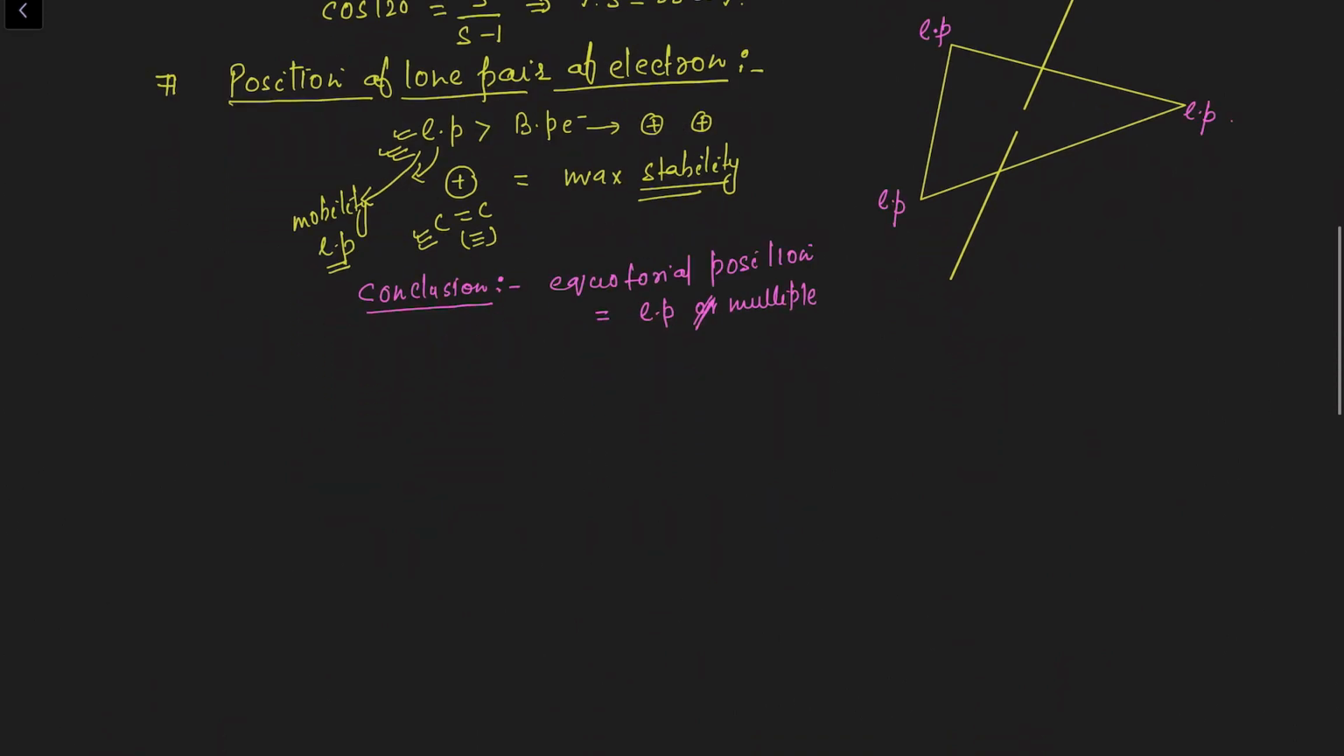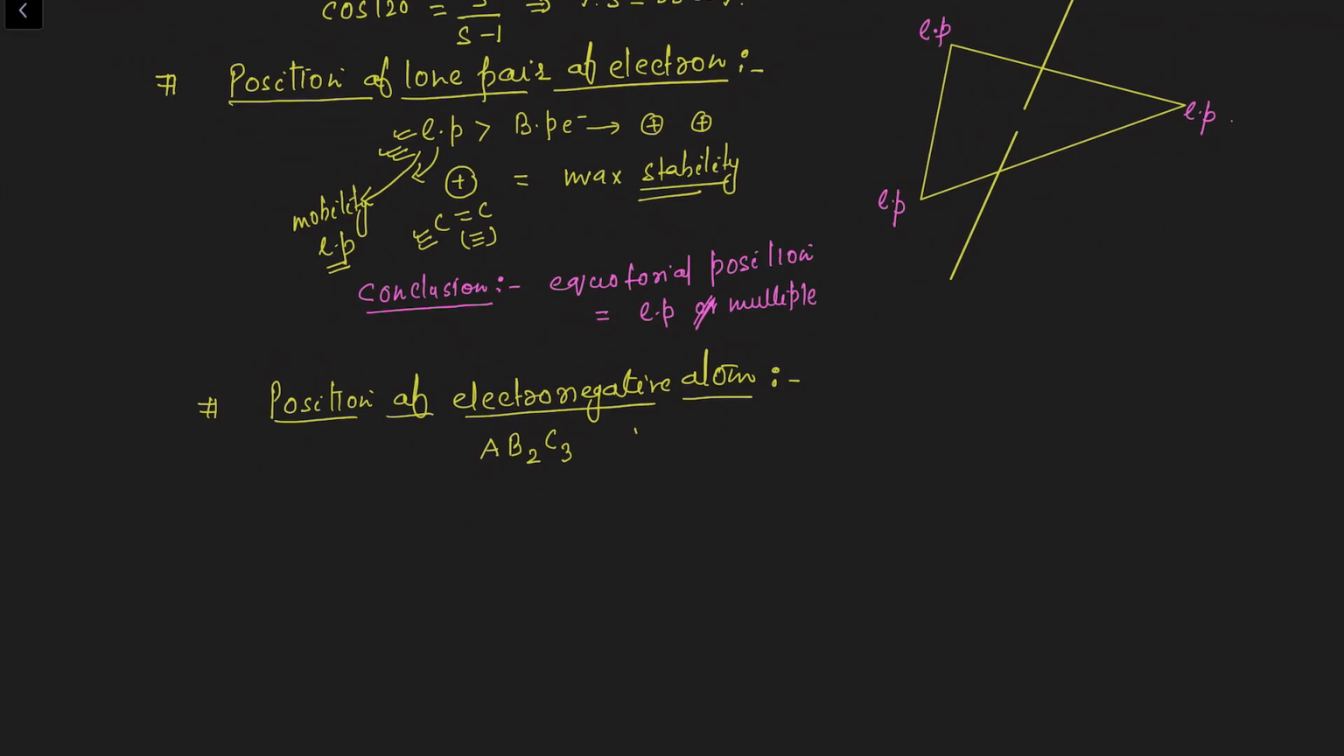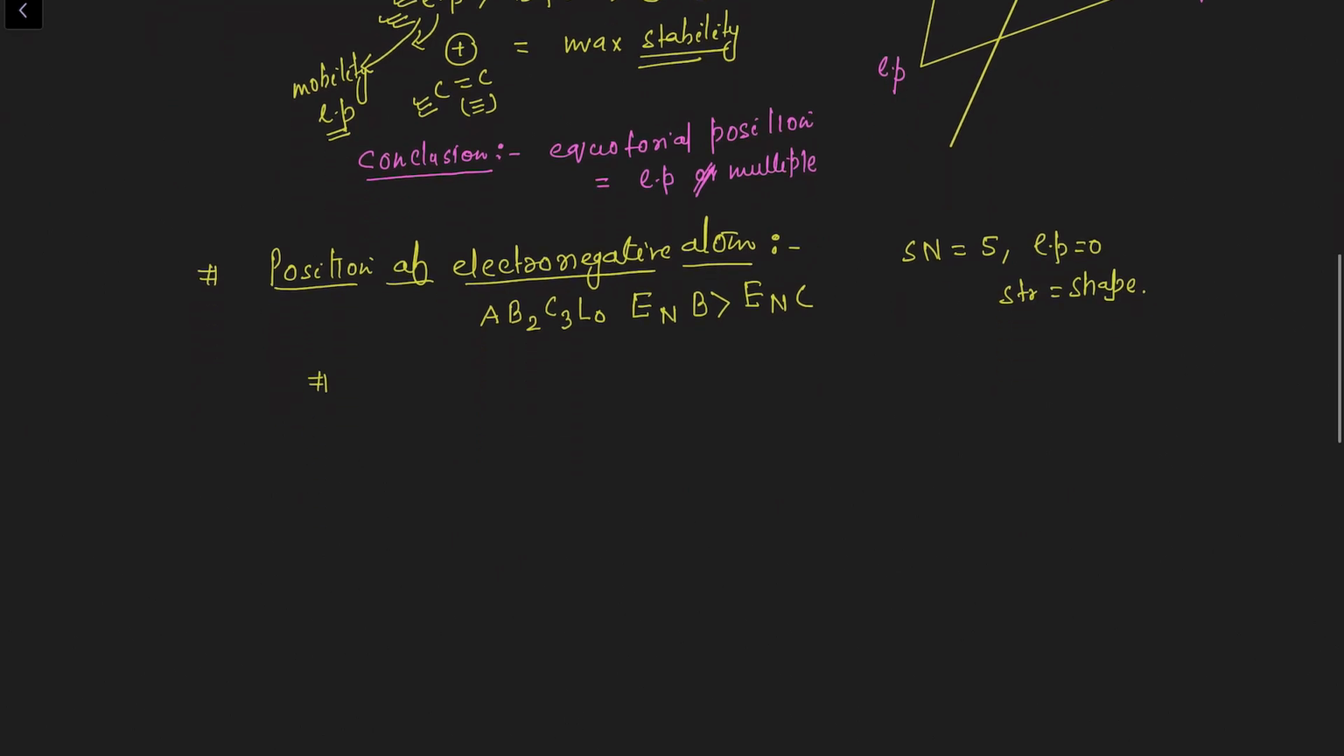Now how will you decide the position of the electronegative atom? Suppose we have a molecule AB2C3, and in this molecule the electronegativity of B is more than the electronegativity of C. So in this molecule again the steric number will be 5. The lone pair of electrons is 0, so structure and shape will be the same. But the problem is how to decide the electronegative atom position. So what is the general tendency of the more electronegative atom? The more electronegative atom attracts the bond pair of electrons to generate polarity. If polarity is there, then the molecule will be stable.